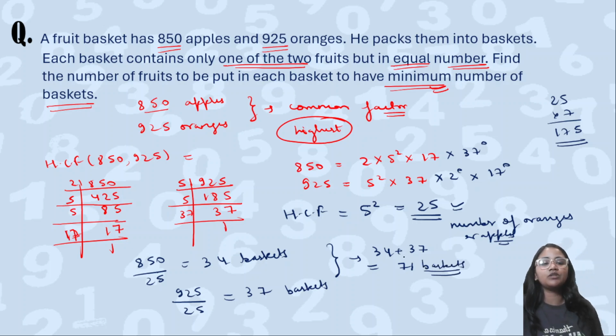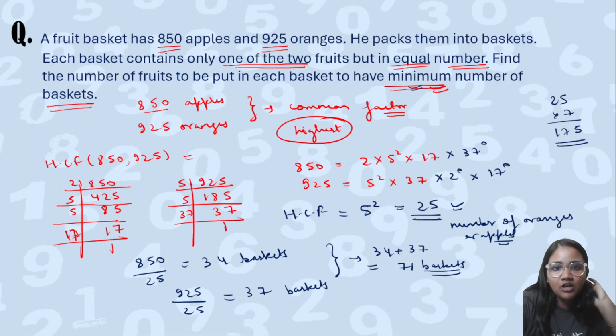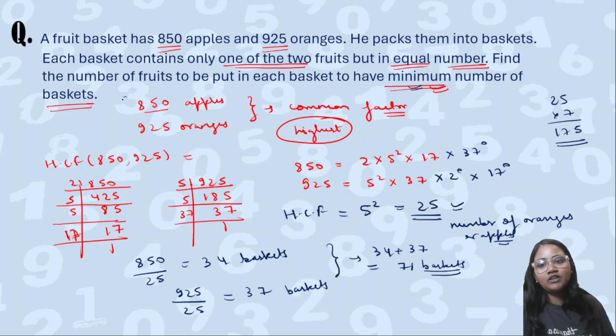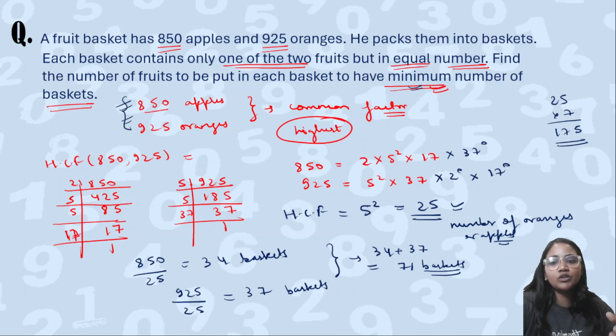71 baskets we are going to require for putting the fruits in the baskets, such that each basket contains only one of the two fruits but in equal number, and we use the minimum number of baskets. I hope this is clear how we have approached this question. We needed to find the common factor because we needed to know the number which divides both the numbers 850 and 925. That's the way we can keep the same fruit in the baskets. I hope this is clear why we did that.